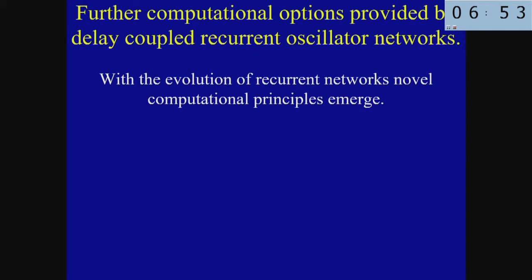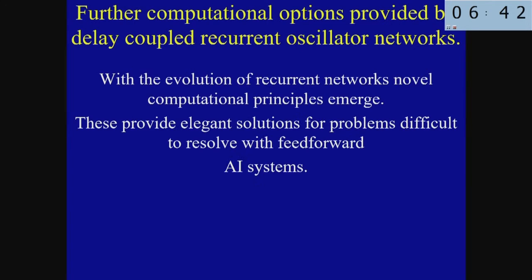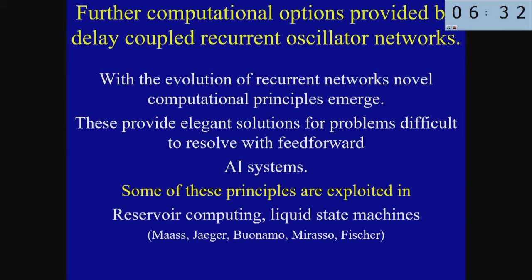Now, once one has recurrent connections in a network, novel properties emerge, and they can be exploited for computational strategies that are extremely efficient and can solve some of the problems that are very difficult to resolve with feed-forward AI systems. And for those specialists, some of these principles are exploited in reservoir computing and in liquid state machines, but they are not mainstream artificial intelligence systems yet.